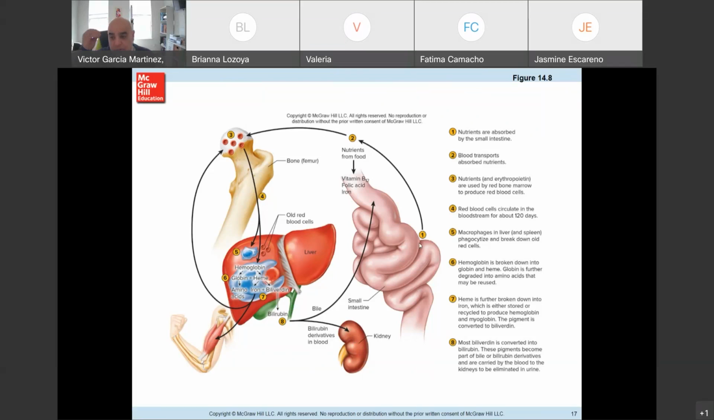Again, this is important to analyze. We need to absorb iron. We need to absorb nutrients. We're able to produce more red blood cells in our red bone marrow. And the graveyard of the red blood cells after 120 days is going to be our spleen. And we're able to decompose the hemoglobin here in the liver.